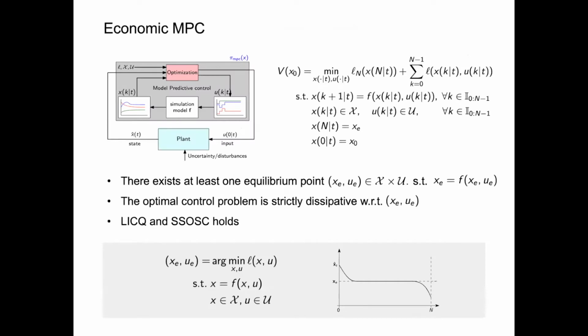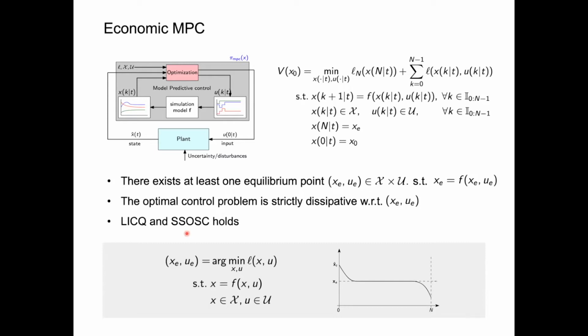Economic model predictive control is a popular optimization-based control strategy that repeatedly solves the optimal control problem for a given initial state x naught, and the first sample of the optimal input sequence is implemented in a receding horizon fashion. For this optimal control problem, we assume that there exists at least one equilibrium point xe such that xe equals f of xe, ue, and we assume that the optimal control problem is strictly dissipative. Furthermore, we assume that a constraint qualification and second order sufficient conditions hold for this problem.